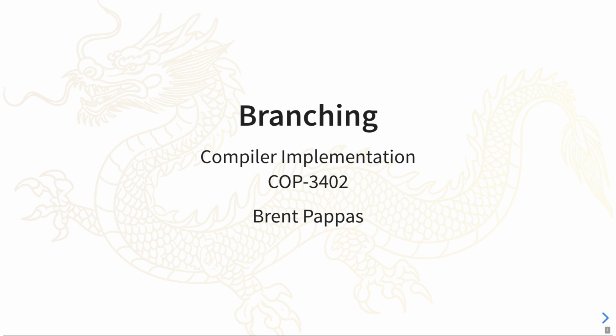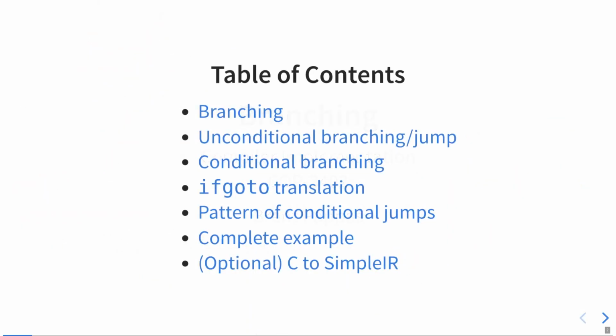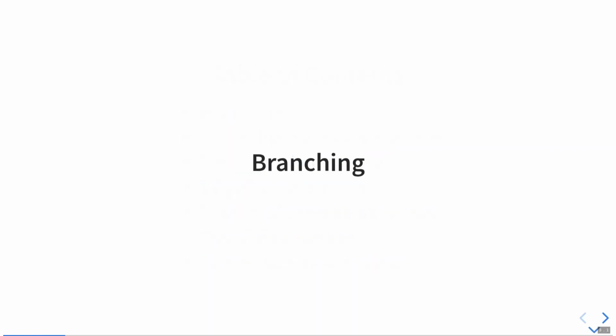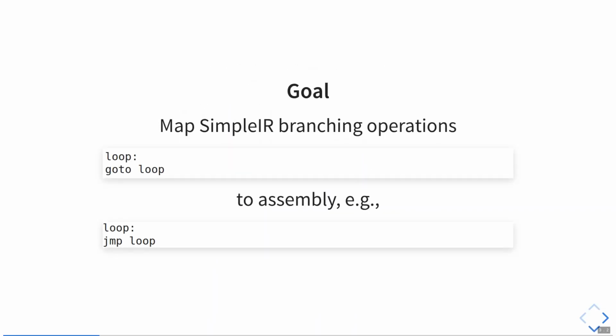Great. All right, so today we're going to go over, again, branching. We're going to be looking at unconditional branches, so strict go-tos, and also conditional branches, like branching when a certain condition is met, like comparing a value to another value, for instance. So today's lecture goal is to translate simple IR instructions in this form, where loop: is a label of the name loop, and goto loop is just a jump statement, essentially, in the corresponding assembly code.